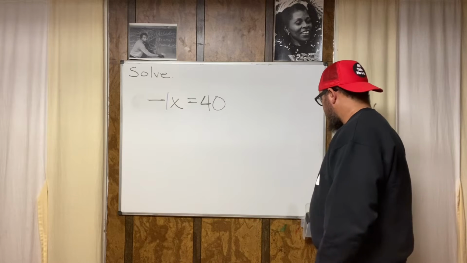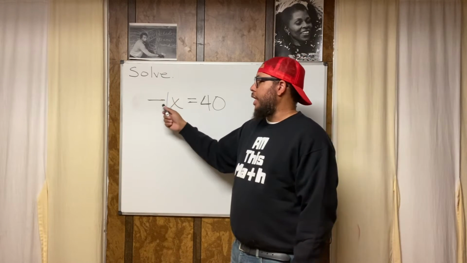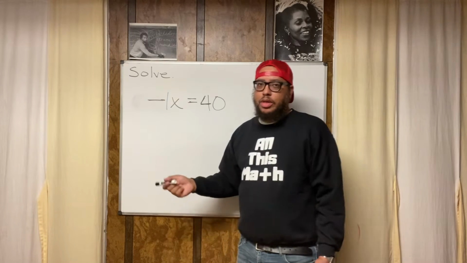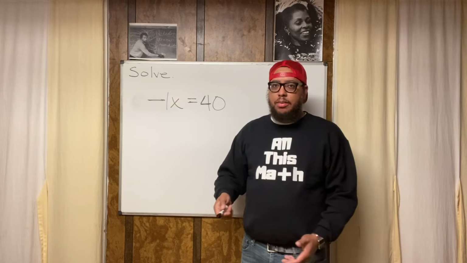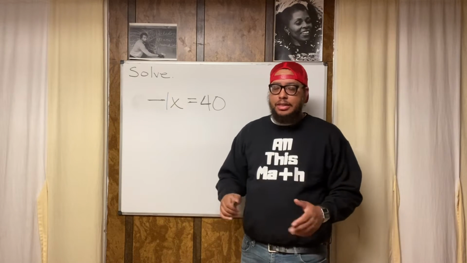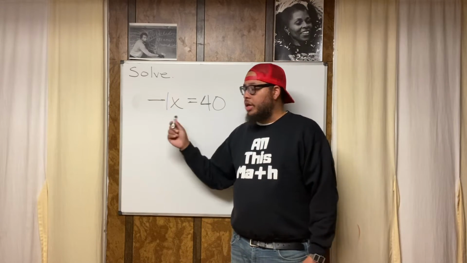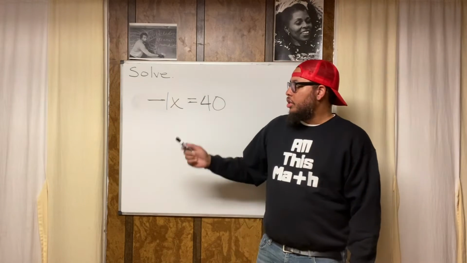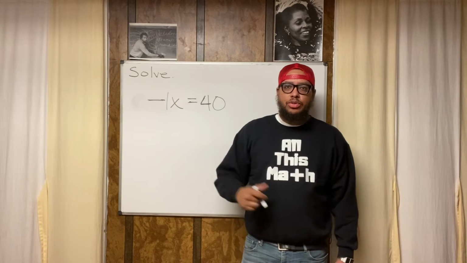All right. So now in order to get x by itself, we need to get rid of this -1. If it was a +1, it wouldn't matter, because 1x is the same thing as x, but negative x is not the same thing as x. In fact, they're exact opposites. That's why we need to get rid of this -1 in order to solve for x. Cool. Question is, how do you do it?